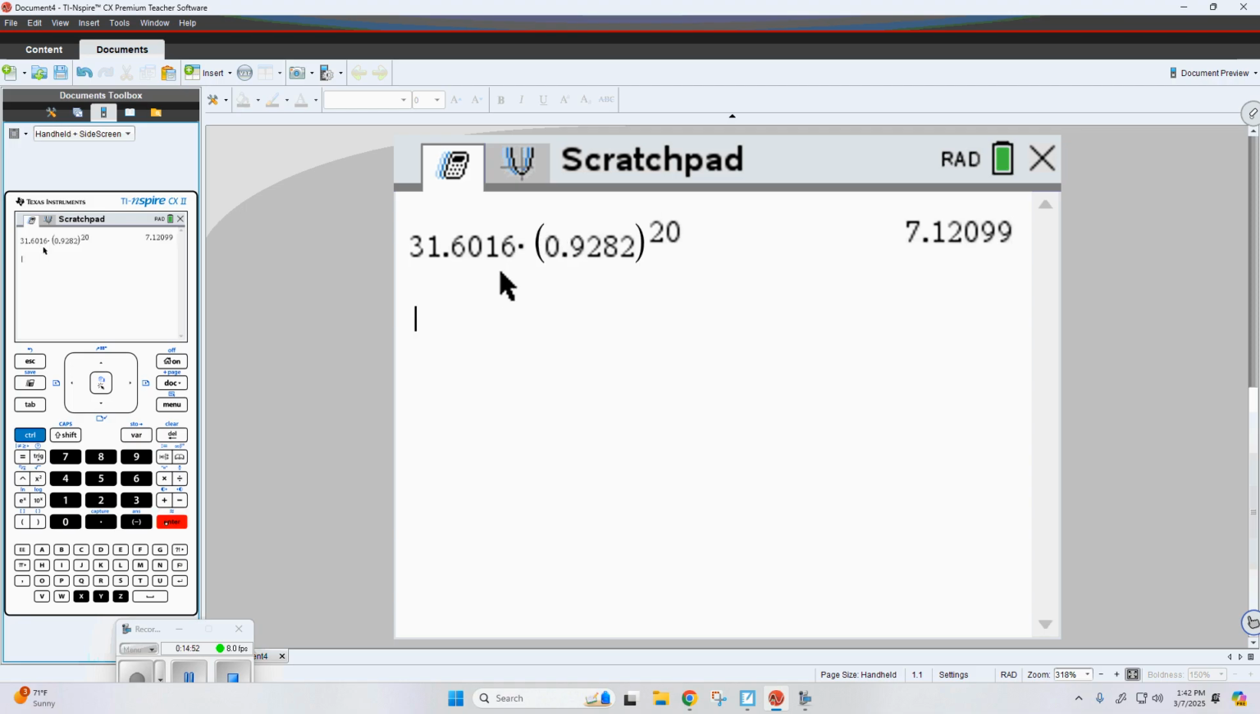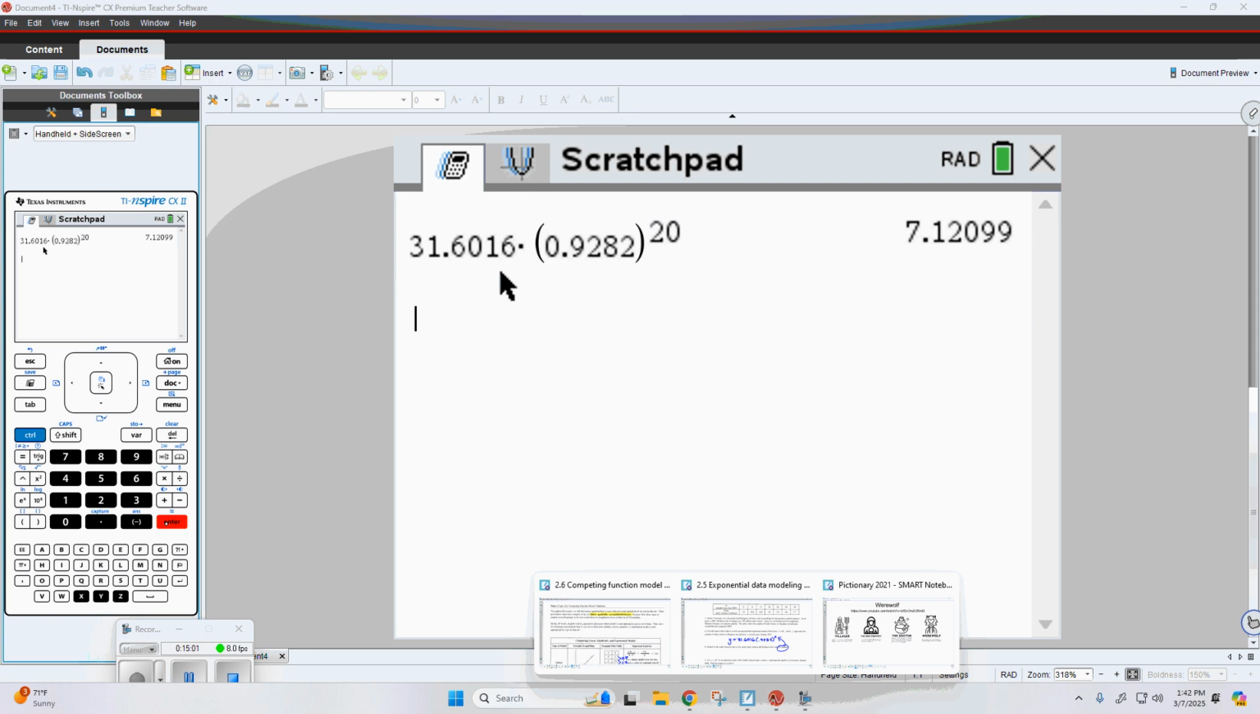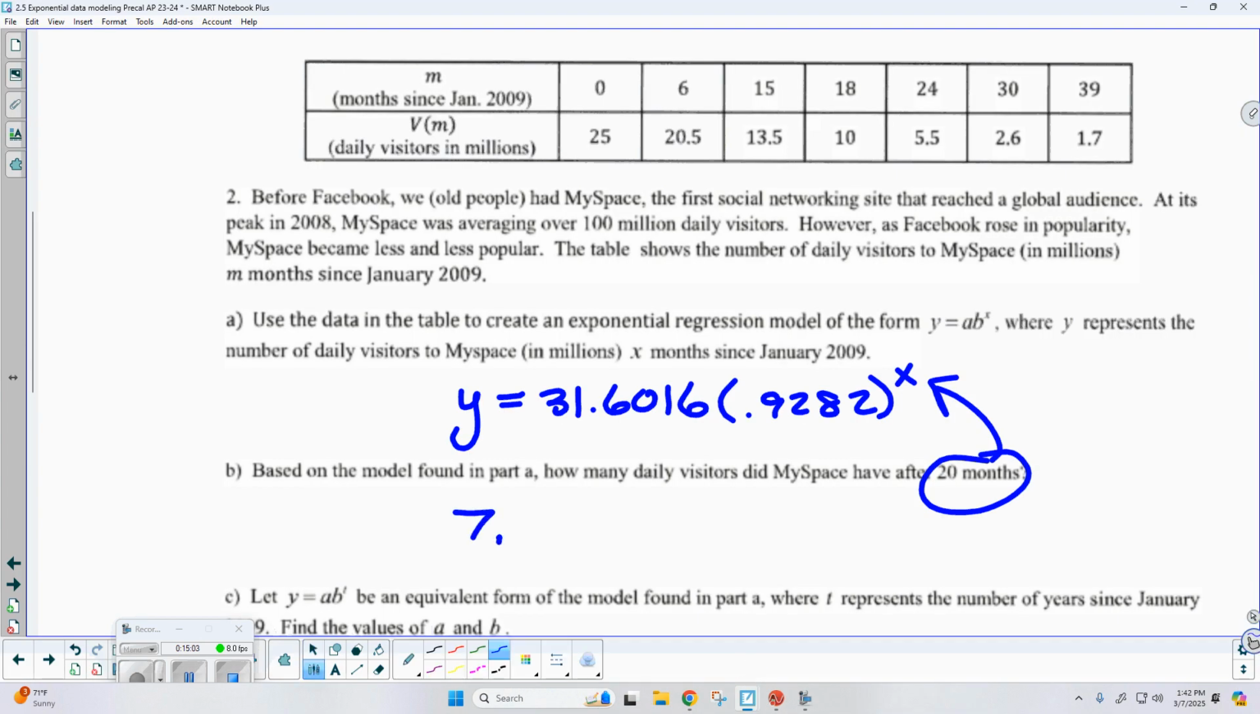7.12099. Okay, now remember, this is meant to be in millions of people, so I'd go ahead and say 7,120,990. Okay, so 7,100 and what was it? I just said 20,990. 120,990 people. Okay.